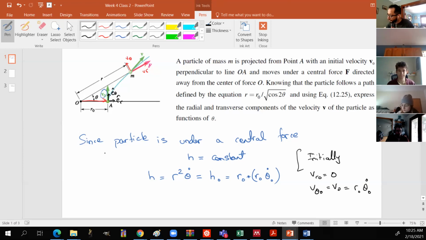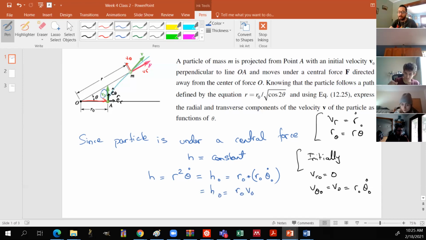Remember, when you're looking at transverse and radial components, you can always write that VR is equal to r dot, and V theta is equal to r times theta dot. Polar coordinates. So what that means is that I know what my angular momentum is going to be per unit mass. It's going to be constant, and it's just going to be r naught times your scalar quantity v naught. Is that clear, guys? Do you want me to go over that one more time?